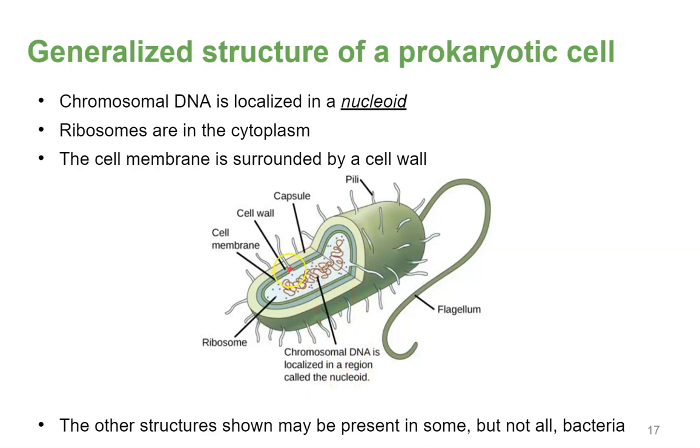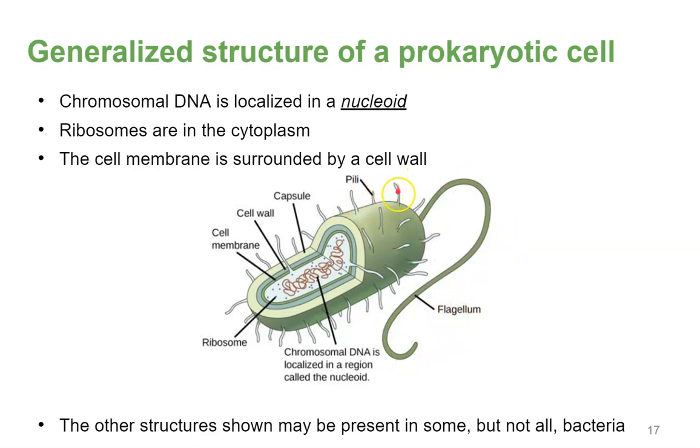And then some other structures are a cell wall. So that's on the outside of the plasma membrane or the cell membrane. And then there's another layer called the capsule. So the capsule is a very sticky substance, and that helps it stick to surfaces and stick to other bacteria or other prokaryotic cells. Some prokaryotic cells have pili, which allow it to connect to other prokaryotic cells. They might also have cilia, which is not here, but that allows them to move around. They might have a flagellum, which allows them to move around.